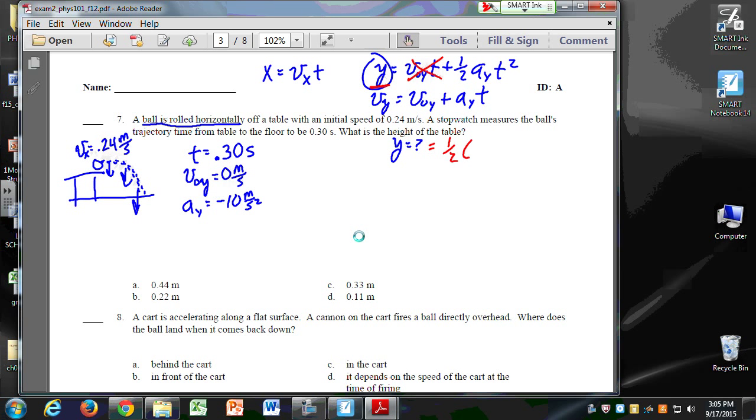It's just 1/2 times -10 times t squared. t is 0.30 seconds squared. That's 5 times 0.09. 5 times 9? 45? Yeah, so it must be 0.44 meters.